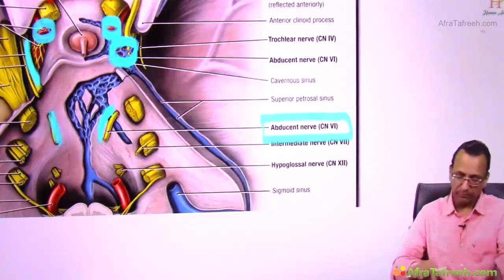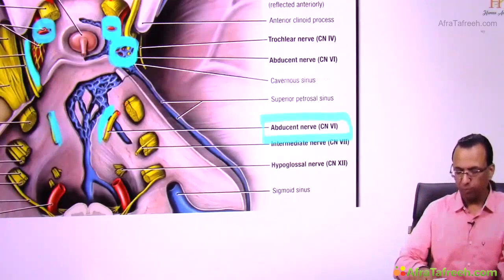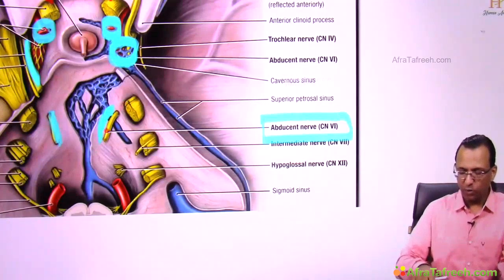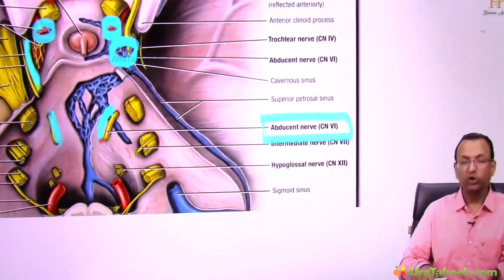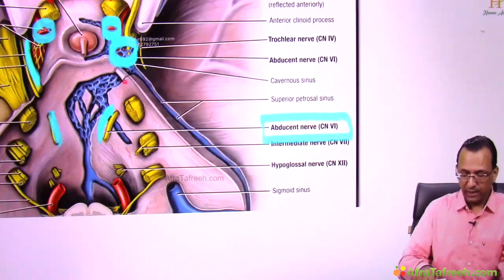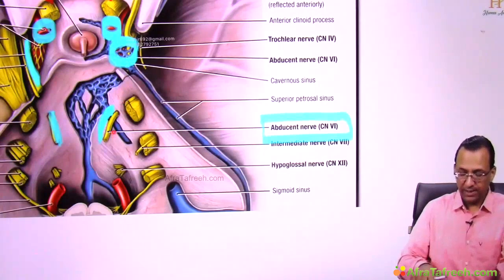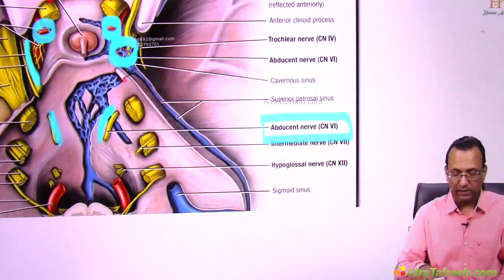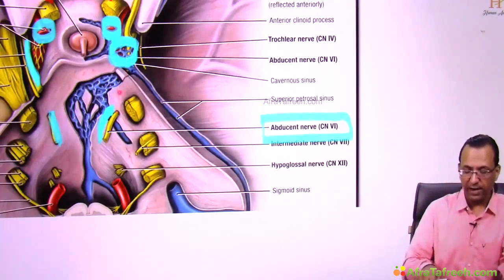Remember, the abducent nerve is going to puncture the dura mater at the floor of the posterior cranial fossa to become intradural. It has the longest intradural course. Later it will enter the cavernous sinus. But remember, the abducent nerve punctures the dura mater at the floor of the posterior cranial fossa, becomes intradural, and has the longest intradural course, while it is also running inside the cavernous sinus.